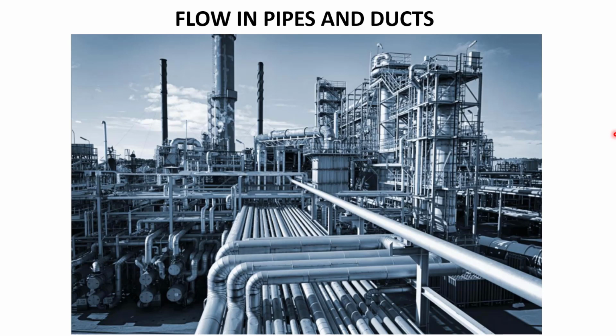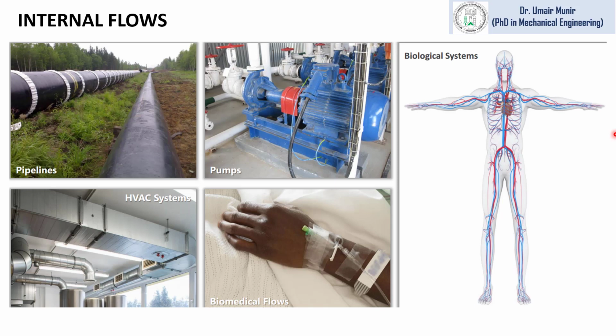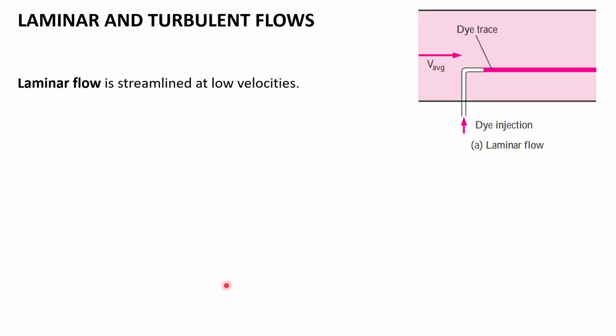In this lecture, I will explain the flow in pipes and ducts. These flows are internal flows, like the gas flow inside a gas transmission line, the liquid pumping system, the HVAC system, biomedical flows, and biological systems. The flow inside the pipe or duct is either laminar or turbulent flow.